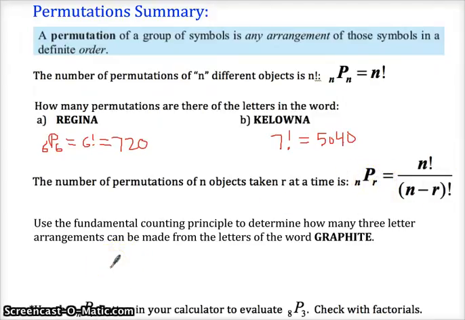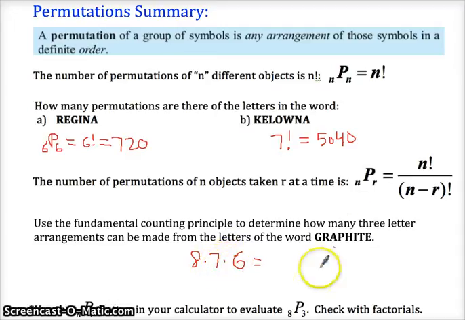Okay, use the fundamental counting principle to determine how many 3-letter arrangements can be made from the letters of the word graphite. The fundamental counting principle is that you can multiply these choices when they're independent. How many choices do I have for the first? There's 8. I have 7 choices for the second letter. I have 6 choices for the third letter. And realize what that's implying here is the letters can't repeat. That's what permutation means. And it does matter which order I take them in. So GRA is different than GAR. And it's 8 times 7 times 6, whatever that is.